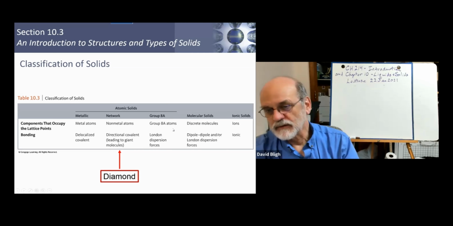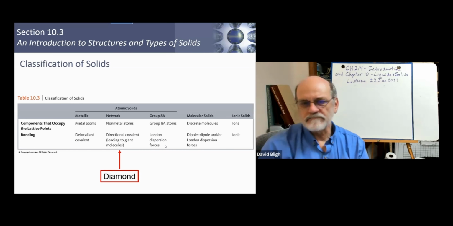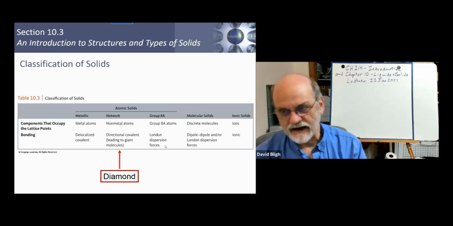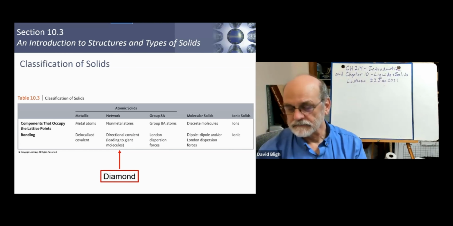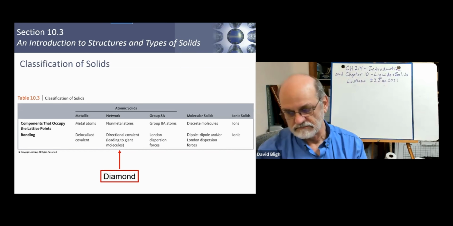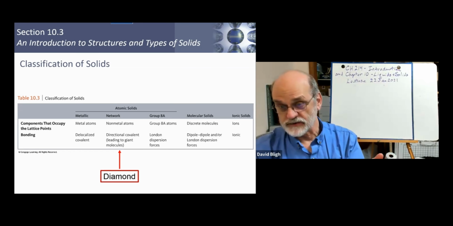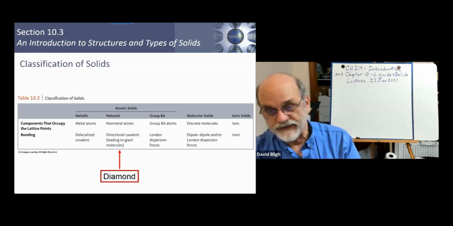Group 8A, which is noble gases. They're only held together as solids in some cases by London dispersion forces. Some of them, you can't make a solid out of them. You can't get it cold enough. Like helium. You can make a liquid out of helium, but you can never make a solid, because you can never get to absolute zero. You'd have to go to absolute zero to make a solid out of helium, and we can't get there.